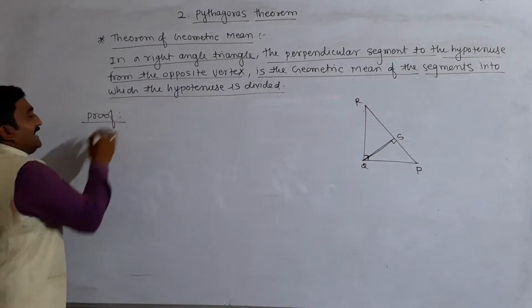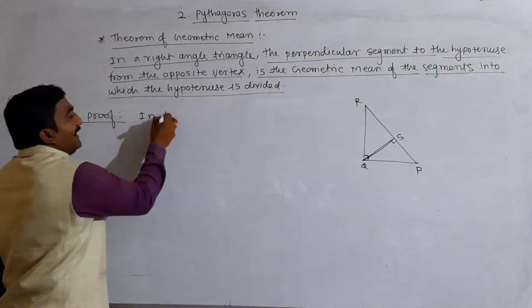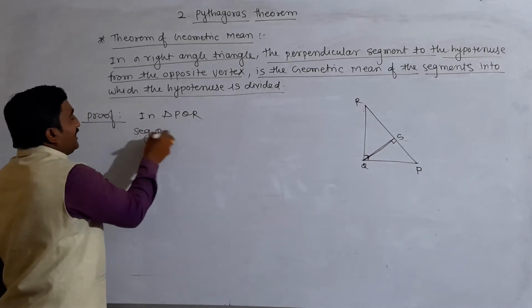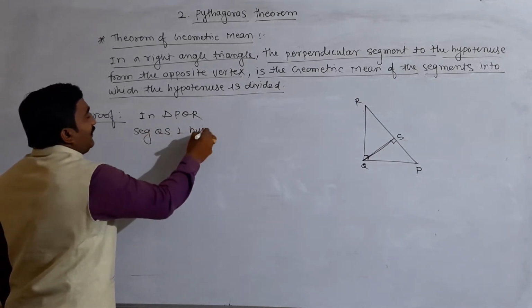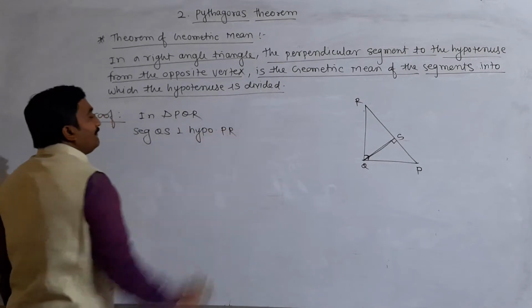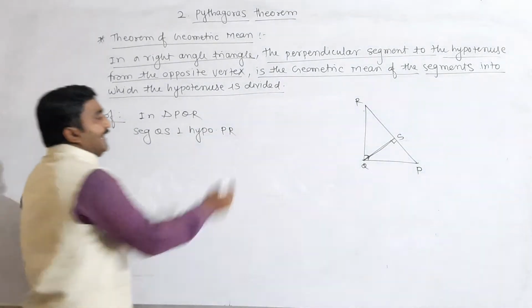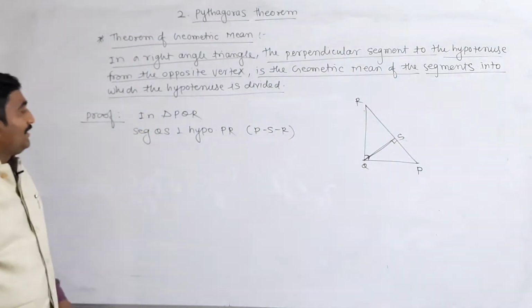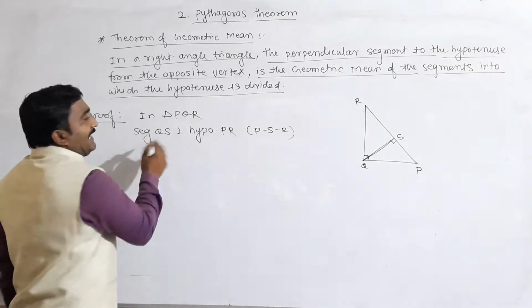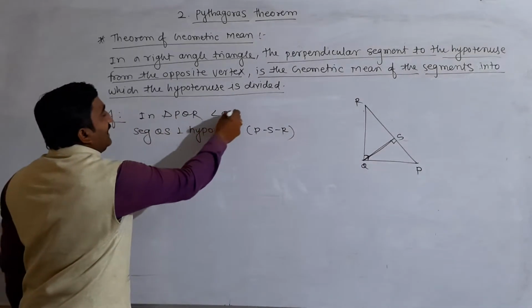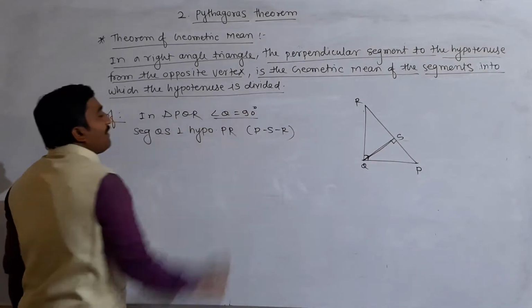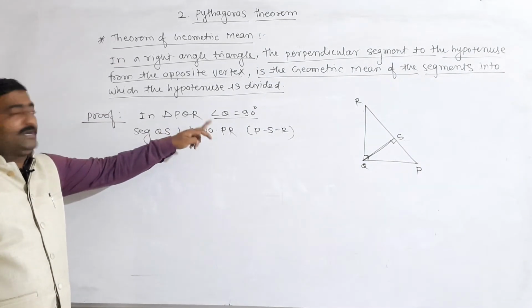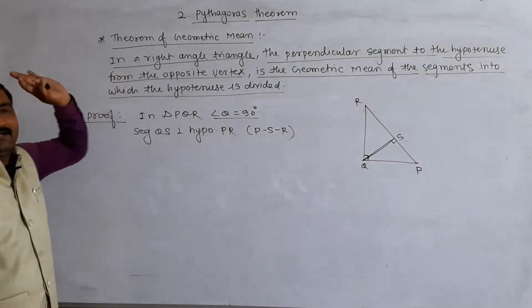Look at the proof, keep it in mind. In triangle PQR, segment QS is perpendicular to hypotenuse PR. And remember that here P, S, R are collinear. And we know that in triangle PQR, angle Q is equal to 90 degrees. It means it is a right angle triangle.